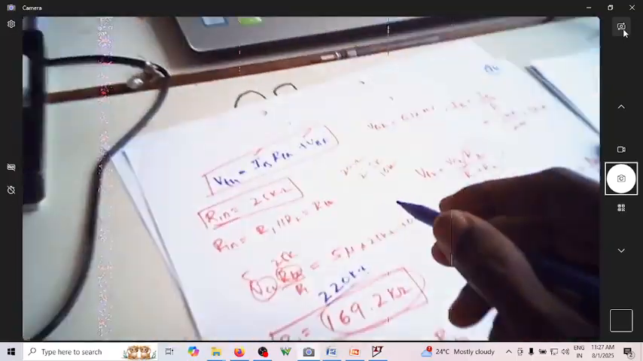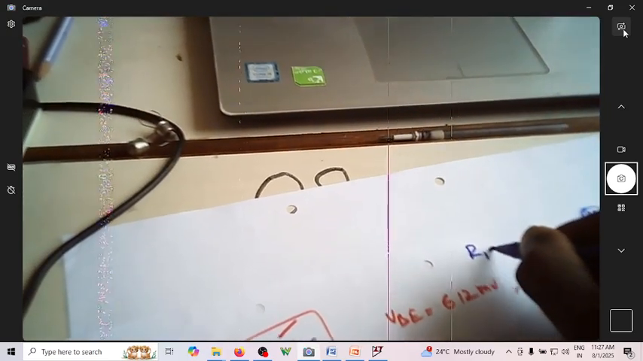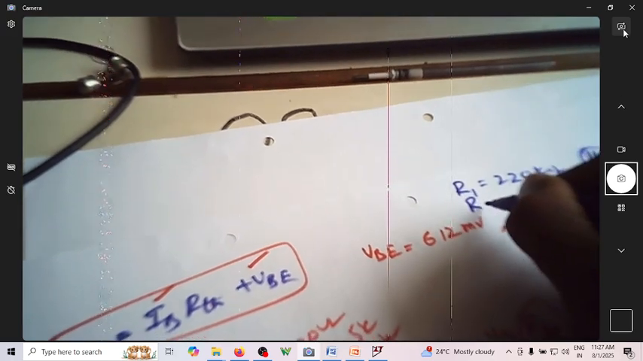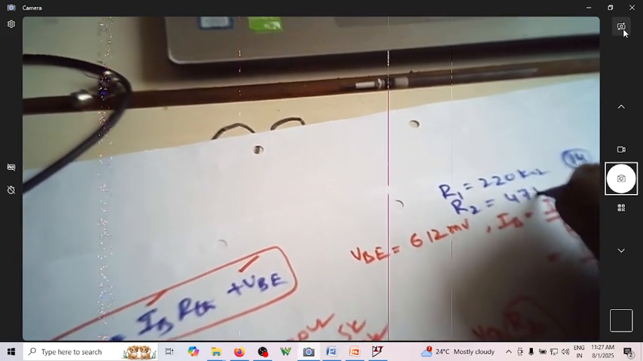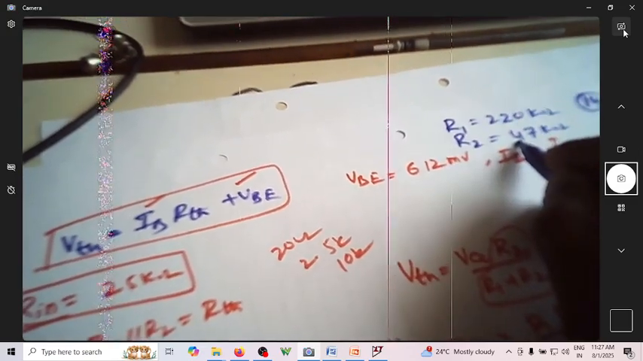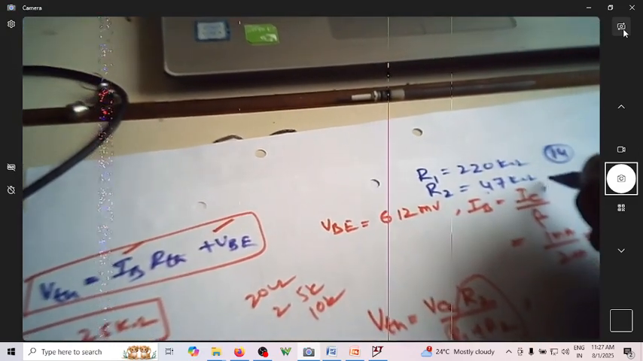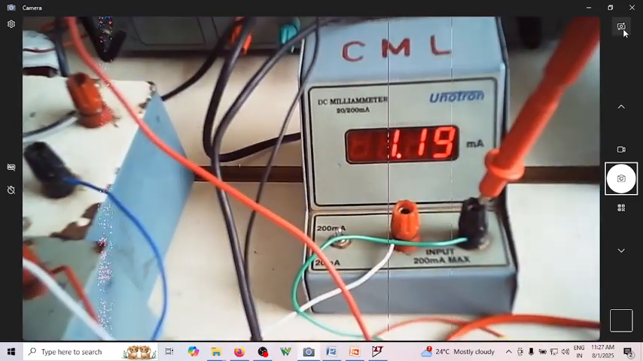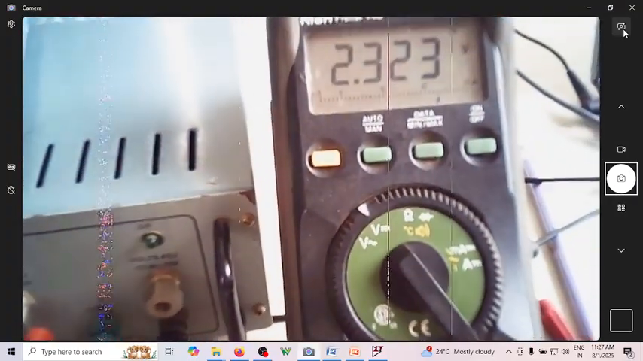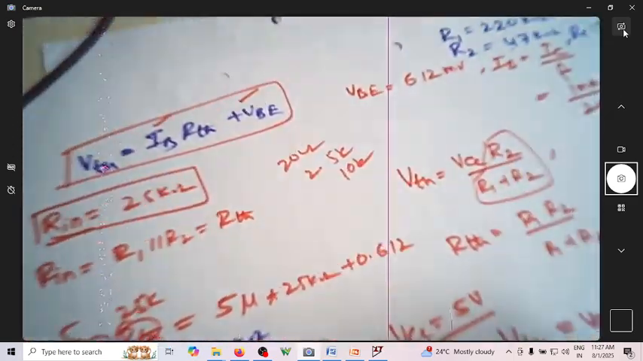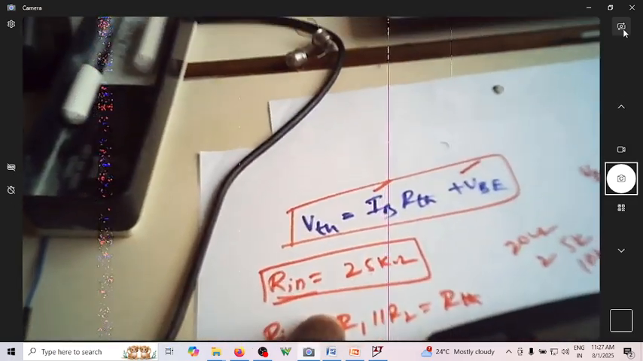See now, we are using R1 equal to 220 kilo ohm, which is a standard resistance. I am using R2, which is a 47 kilo ohm. This is also standard. Now these two are standard values, and I'm still getting, with a value of RC equal to 2.2 kilo ohm, a current of 1.19 milliampere. More than that, can you see this is almost 2.32, which is okay for your design. So now if you find the input impedance, it is more than 25K, which is always good.